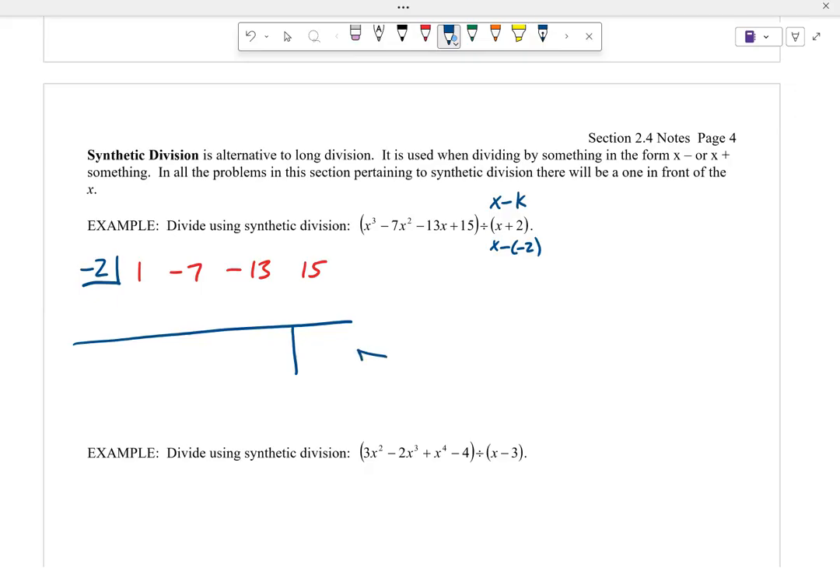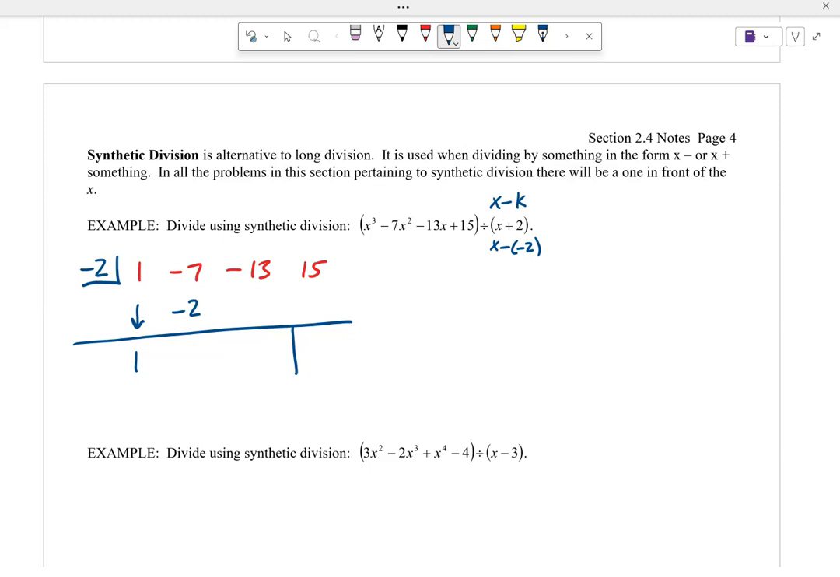Now this is where my remainder is going to pop out right there. So I like to put a little box right there. Now here's the little process. You drop the 1 straight down. 1. Okay? And then you multiply 1 times that k right there. 1 times negative 2 is negative 2. You put it right there below the next line.